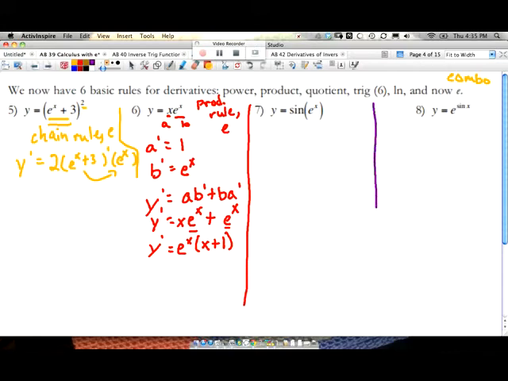Alright, let's give ourselves some defined boundaries here. I'm going to go up to this point and not beyond.